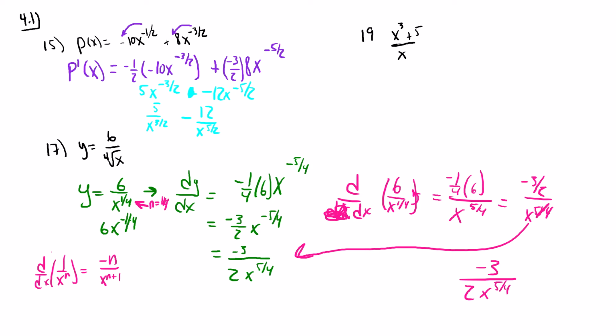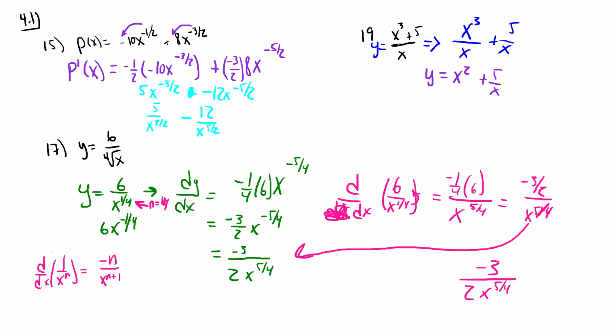For question 19, this is a question where in 4.2 we'll see a different way of doing this using what's called the quotient rule. But even if we could use a quotient rule here, we want to actually write this in a smarter way. We can rewrite this function as x cubed divided by x plus 5 over x, which we can simplify into y equals x squared plus 5 over x.